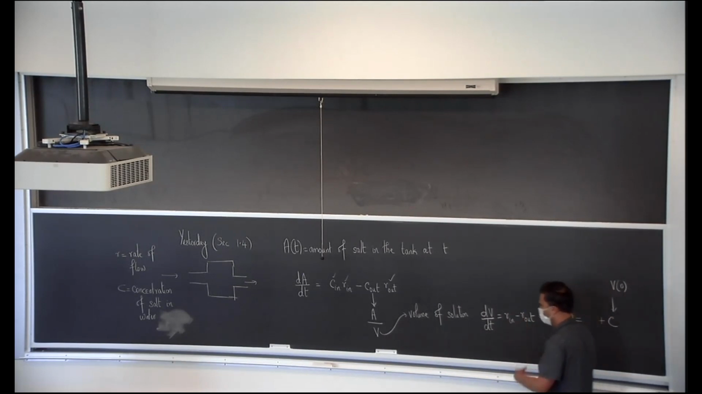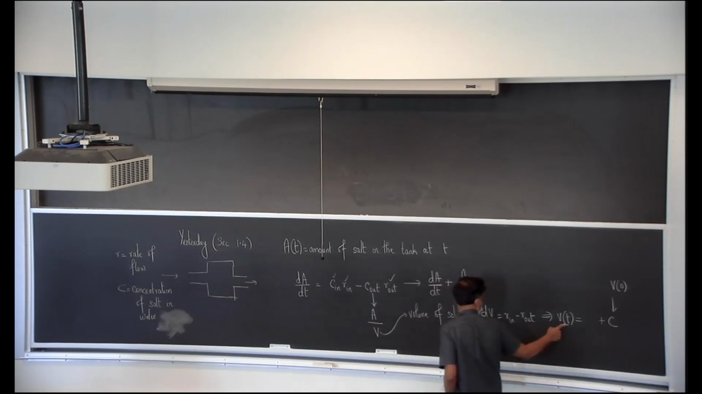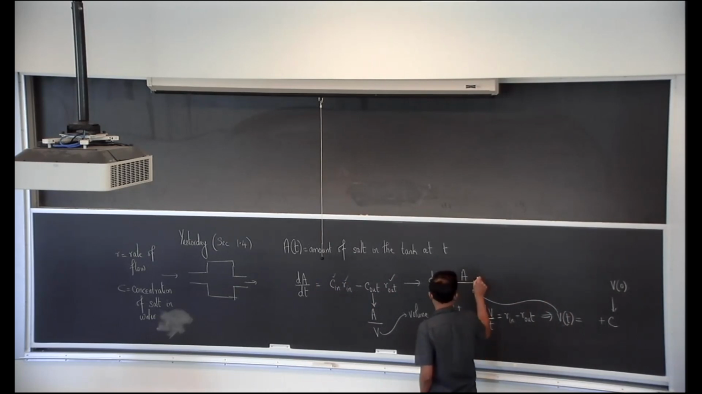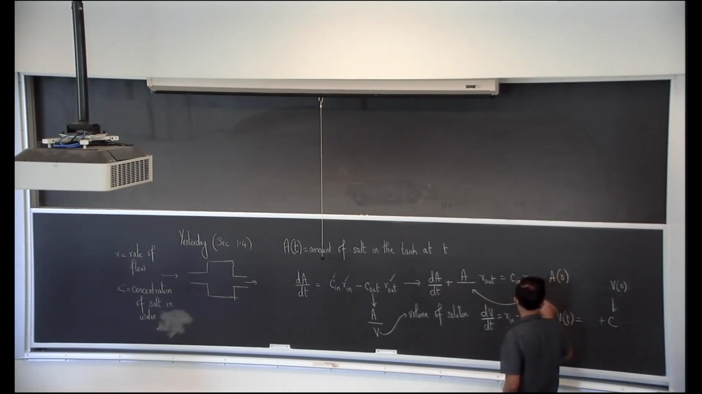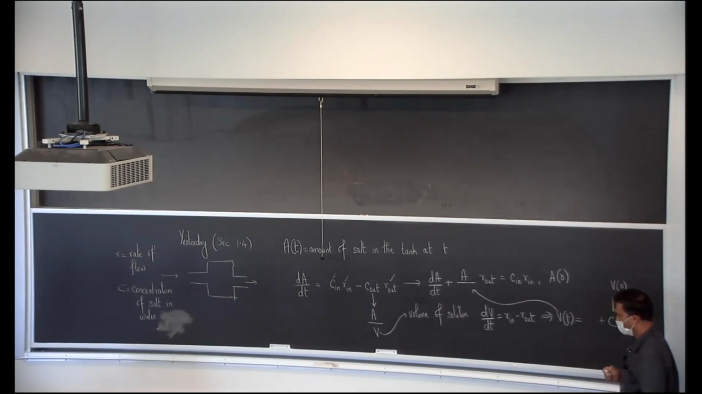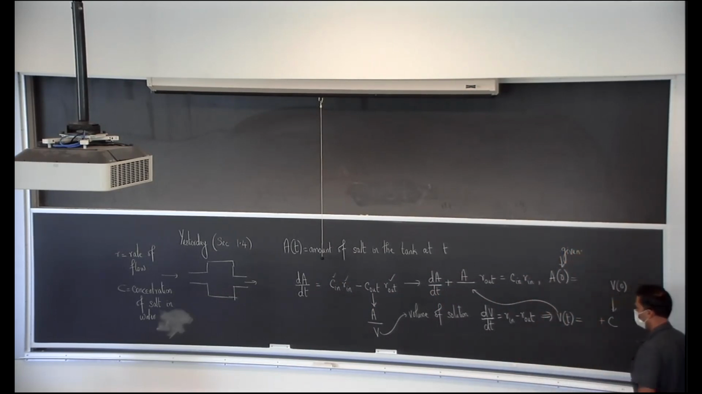And then once you have that, you rewrite this in the standard form, dA/dt. Bring this to the left-hand side, you get A over whatever V you get from here, times R out, which is a number, equal to C in R in. We also need the initial amount of salt in the tank to solve the initial value problem. This is usually given in the question.